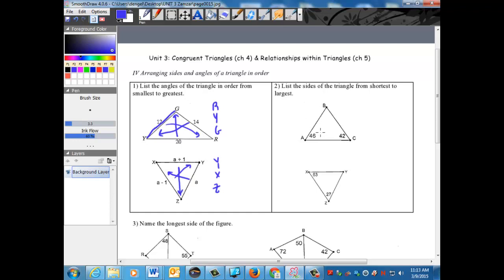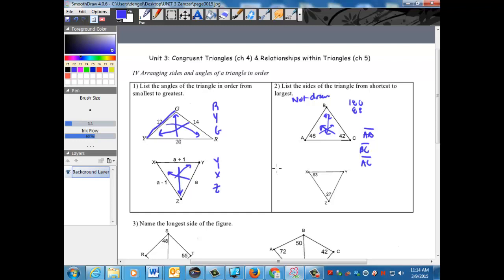All right, we have 46 and 42, that's 88. 180 minus 88 would give us a 92-degree angle. Clearly not drawn to scale, right? There's no way this is a 92-degree angle, but we can still solve the problem. Shortest would be AB. Middle size would be BC. And longest side would be AC. And so again, we focus on each angle and then the opposite side.